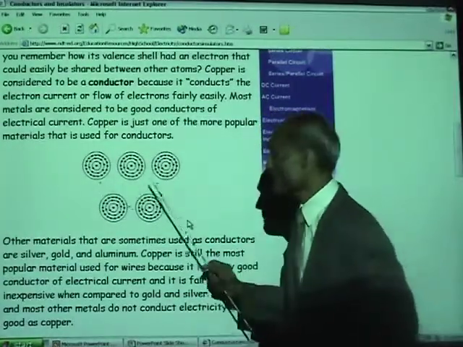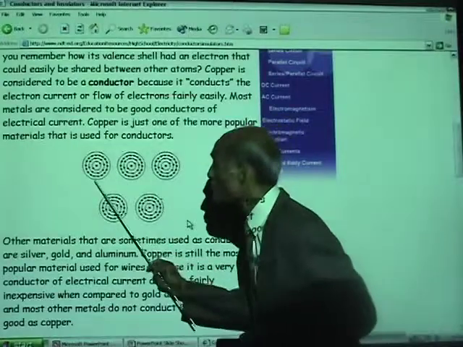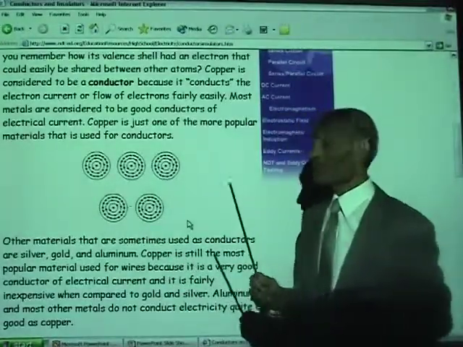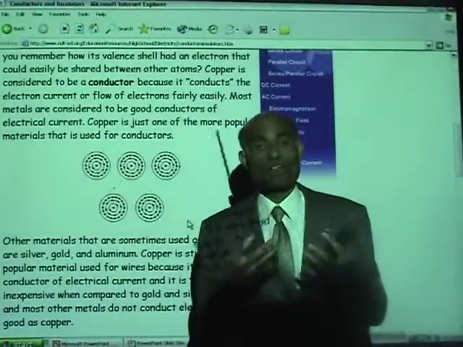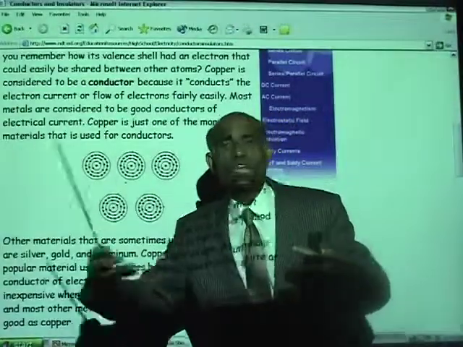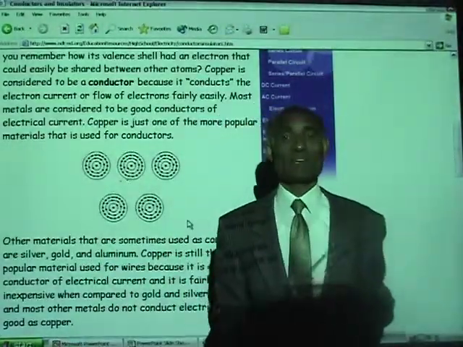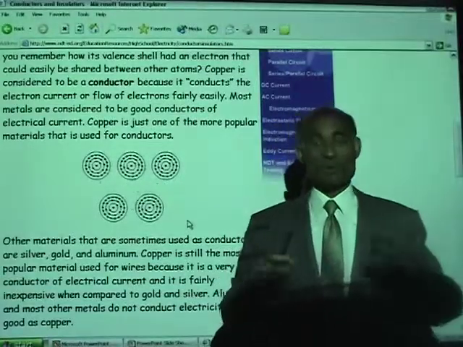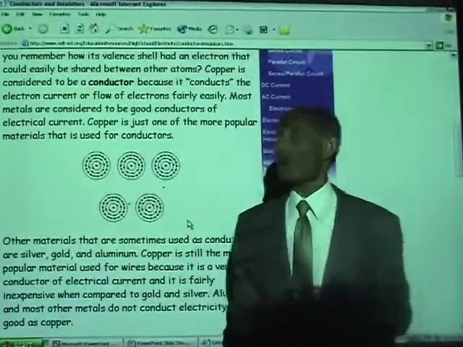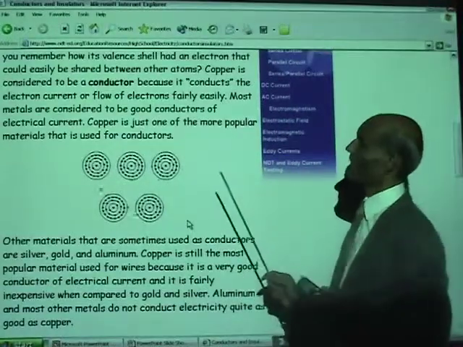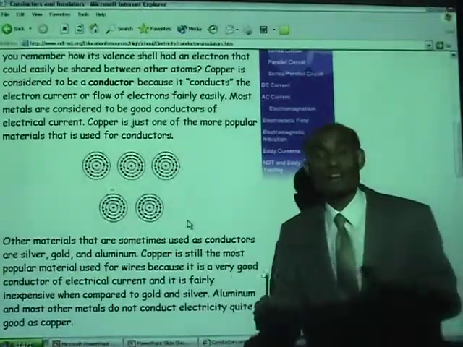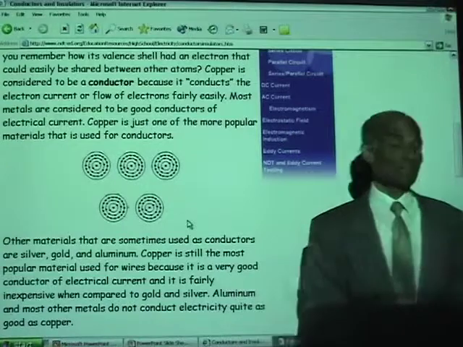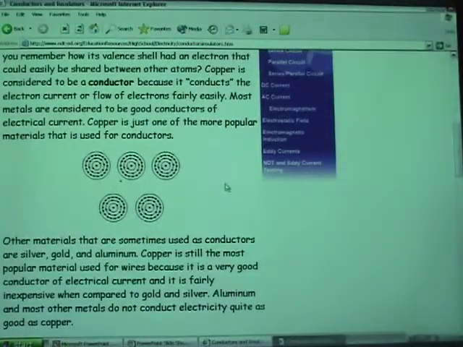On the other hand, if there are no free electrons, if electrons are not free to move within a material, then such materials will be called insulators. So all materials around us can be classified as good conductors and bad conductors.